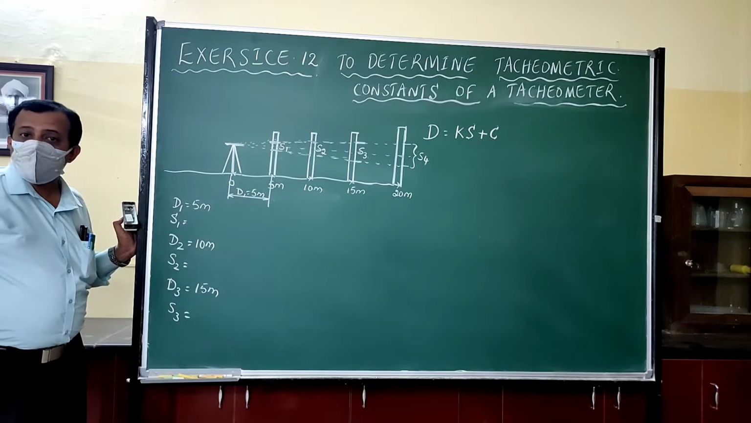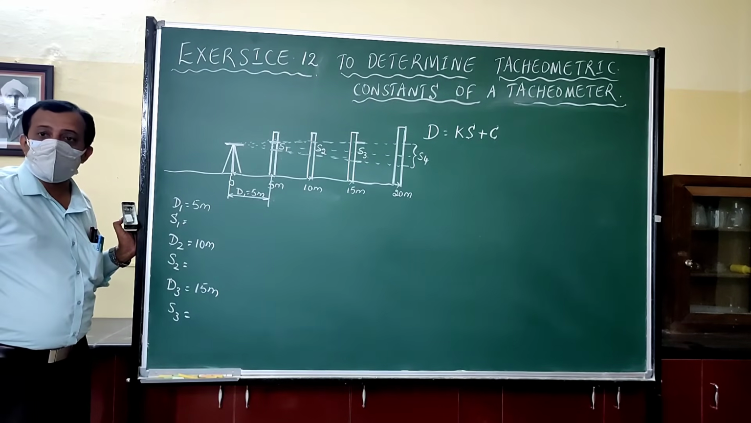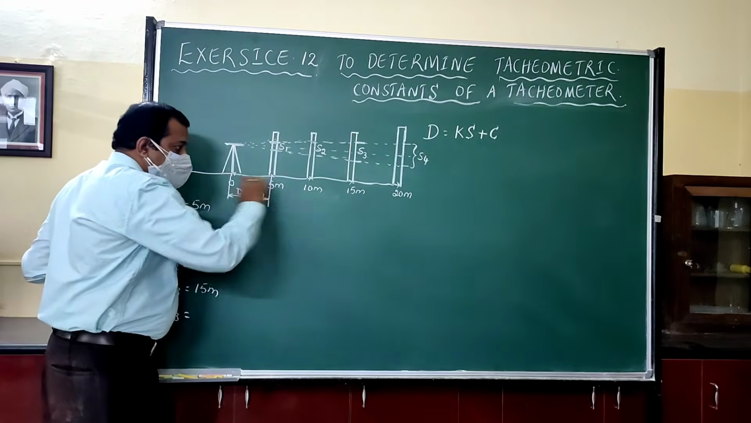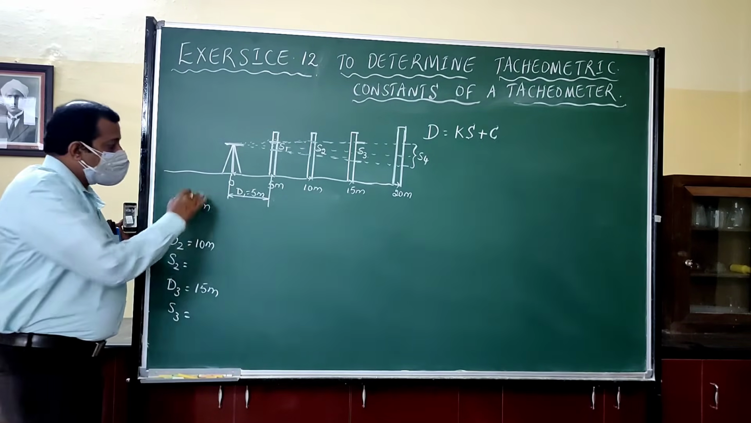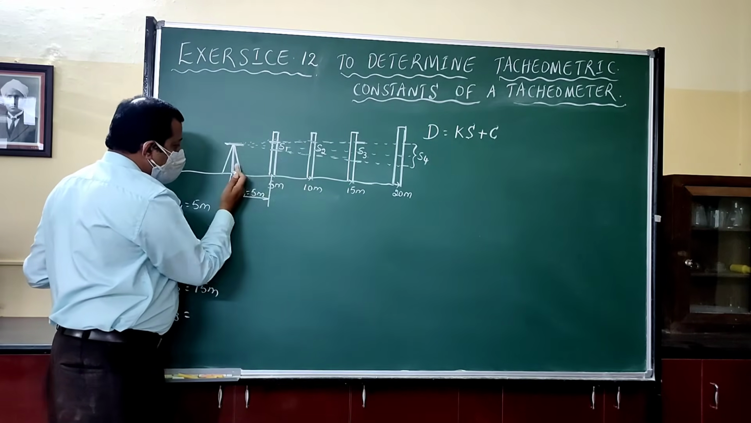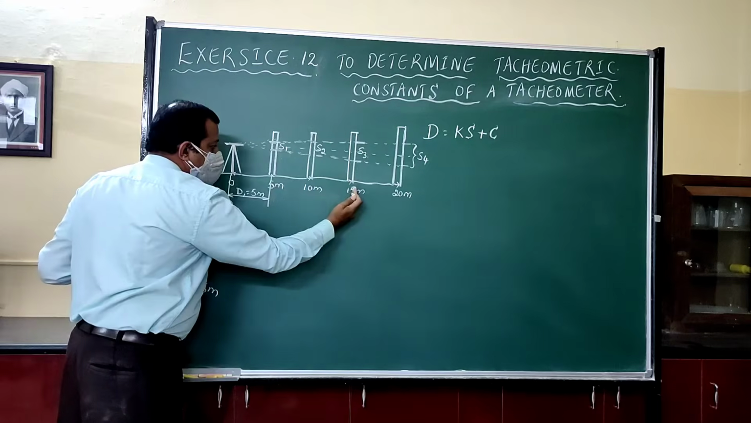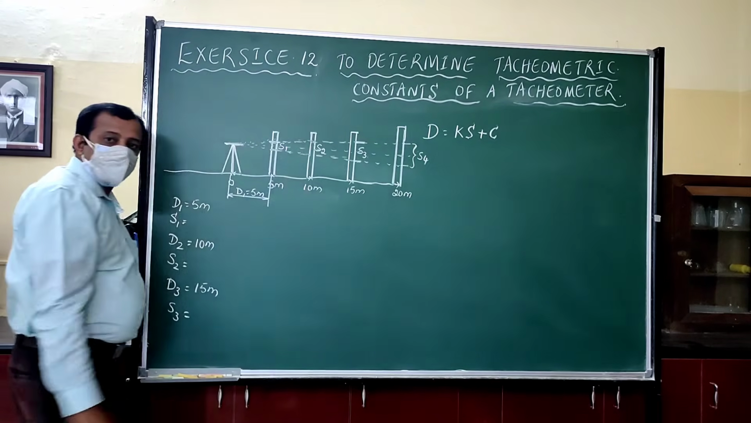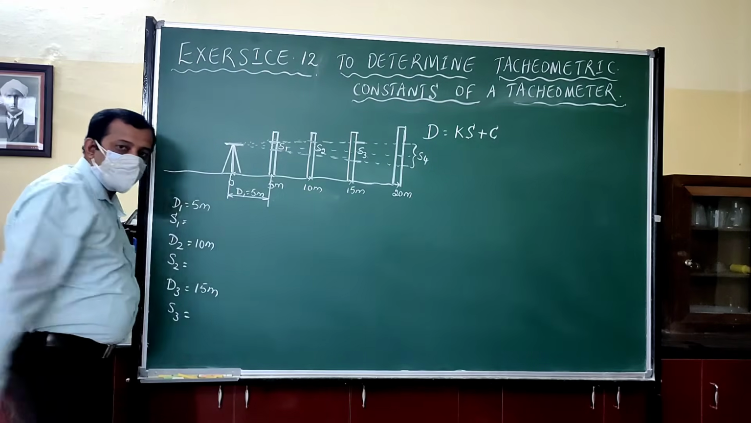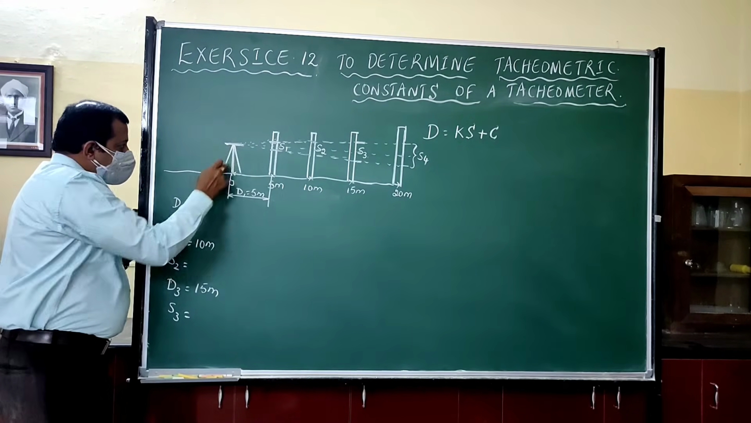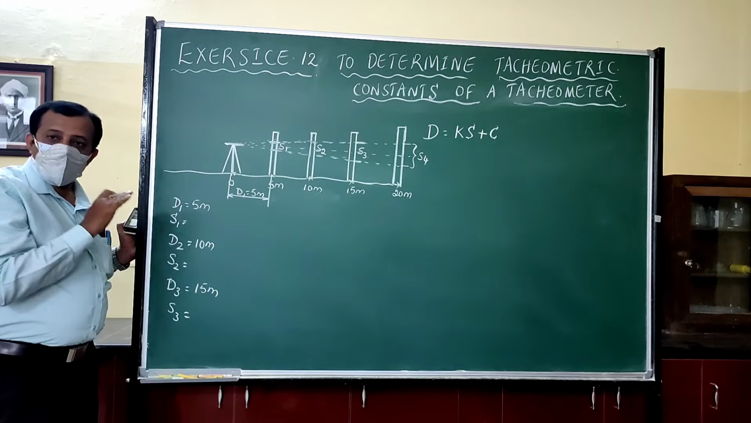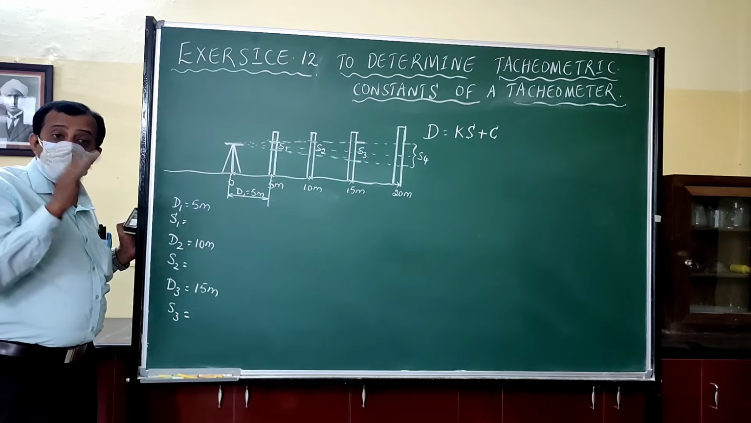Understood? So what are the observations which we are going to make in the field? First, select a level line and divide it into different distances: 0, 5 meter, 10 meter, 15 meter, 20 meter, which you mark on the ground. After marking these distances at equal intervals on the ground, place the tachometer over the station O, do all the temporary adjustments and make the vertical angle 0 degree, 0 minute, 0 second.